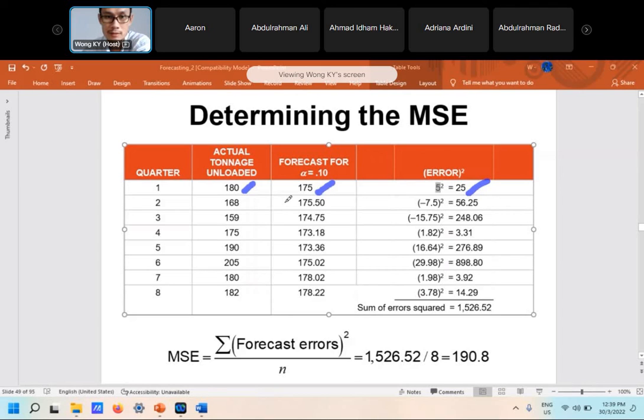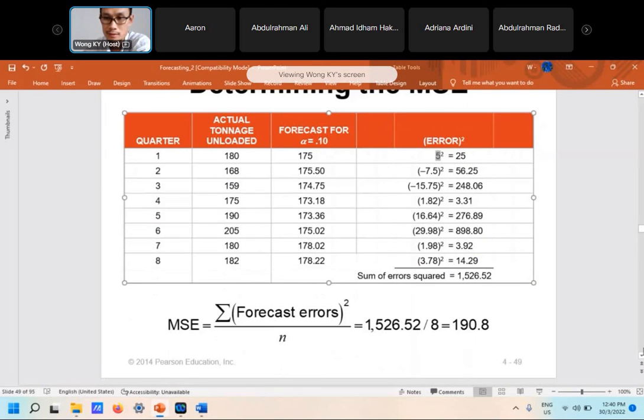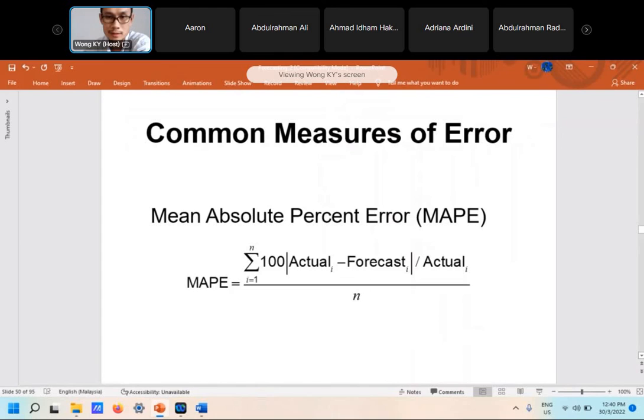Same thing for the next data. We use actual minus forecast, which gives us the error, negative 7.5, but we have to square it. To square it, you get 56.25. And you repeat everything. Once you get everything, you total up, you get this. So this is the sum of squared errors. But we are interested in the mean of squared errors, so you have to divide by 8. This will give us the mean squared error, which is 190.8. Right, understand? No problem. The next measure is called mean absolute percentage error, which is MAPE.